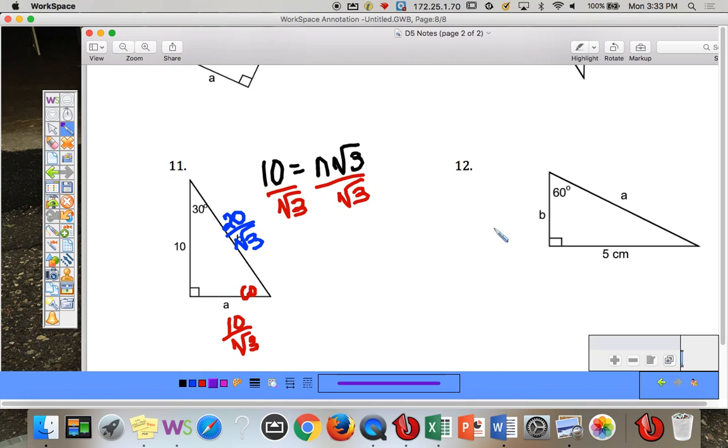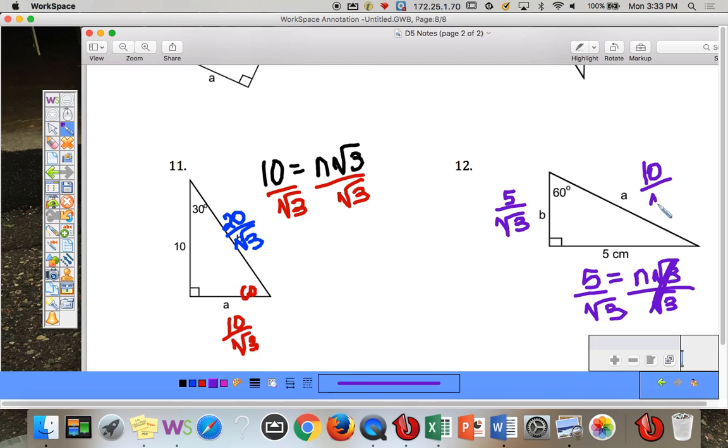And last one here, again, we have the 5 is between the 30 and the 90. So that equals n√3. Divide each side by the square root of 3, and you get n. That goes between the 60 and the 90. So this is 5 over the square root of 3. And for the hypotenuse, you just double it. Double the number not under the radical.